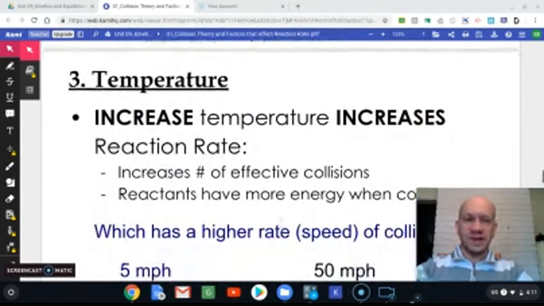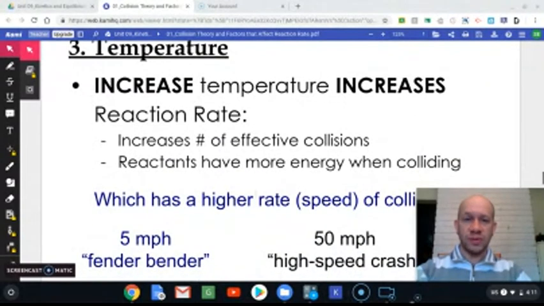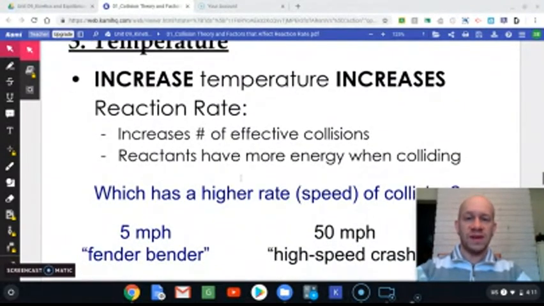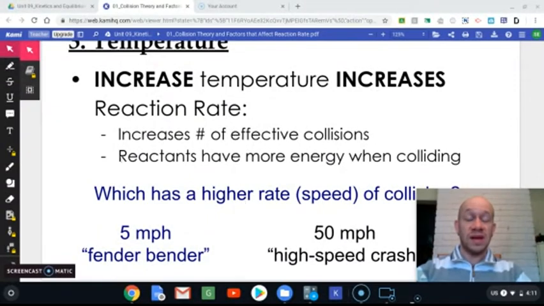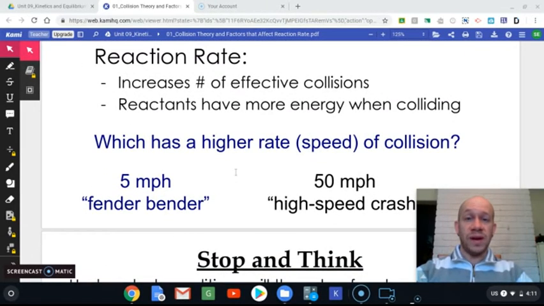The third factor is temperature. If I increase the temperature, I'm going to increase the reaction rate. This increases the number of effective collisions because, in a couple of ways, the reactants have more energy when colliding because they're going faster. So you could think which would have a higher rate or a speed of collision, a 5 mile per hour fender bender or a 50 mile per hour high speed crash. You could just think about your knowledge of cars and how they move. What would have a more effective collision, so to speak?